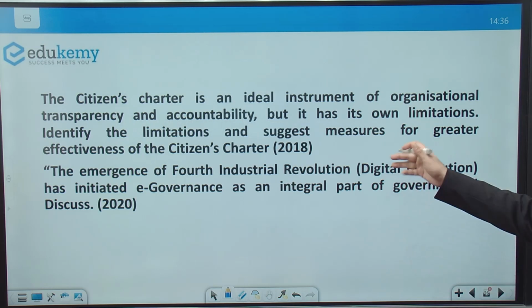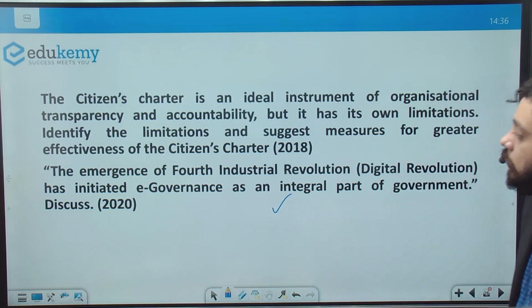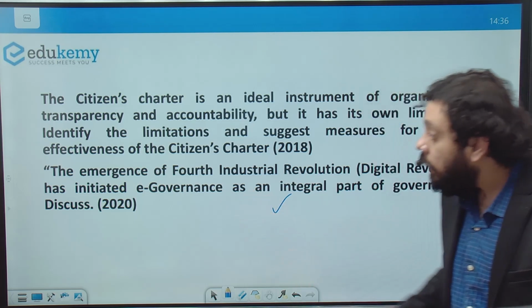Here's a question that you can take a look at. The emergence of the fourth industrial revolution, the digital revolution, has initiated e-governance as an integral part of the government. So this is a question from 2020 itself.